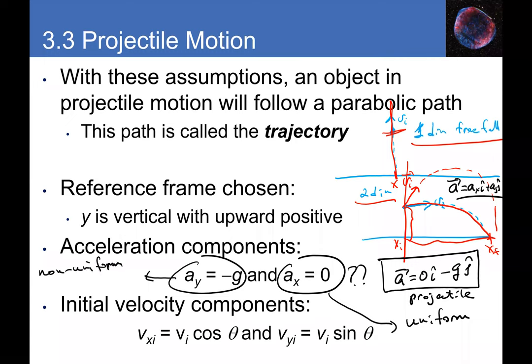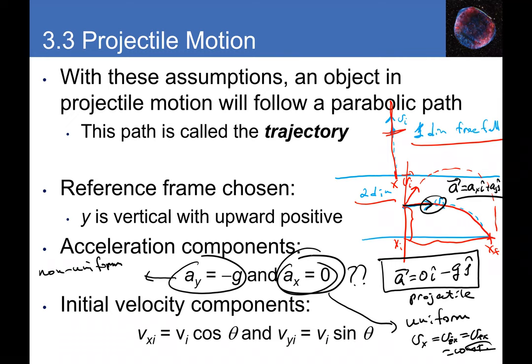What it means is that in the x direction, once you calculate a component of the speed in the x direction, of that initial velocity, it will be constant. Vx is the same as v initial x, the same as v final x, so it is constant. Why is it constant? Because there is no acceleration in that direction. So motion is uniform.